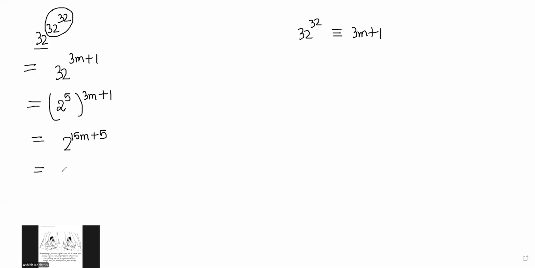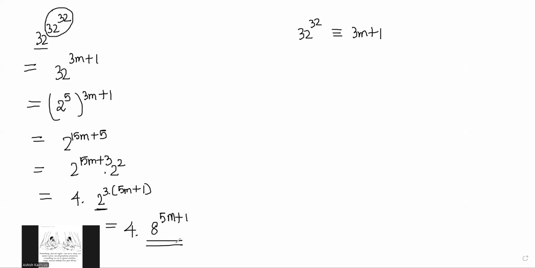So 2 power 15m plus 5 is coming, and from here I can take 2 power 15m plus 3 into 2 power 2. So this is becoming 4 into 2 power 3 common, 5m plus 1. So this is becoming 4 into, why am I taking 2 power 3 like this? Because that will make it 8 power 5m plus 1. Why do I need 8? Because I want to check divisibility by 7, right?